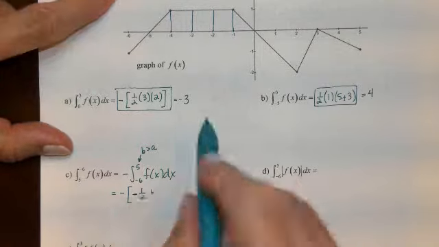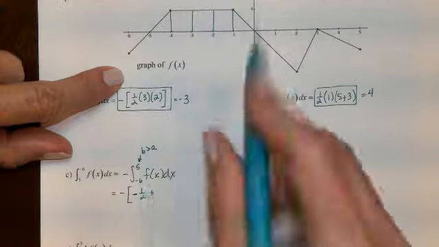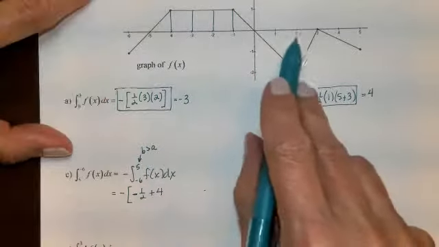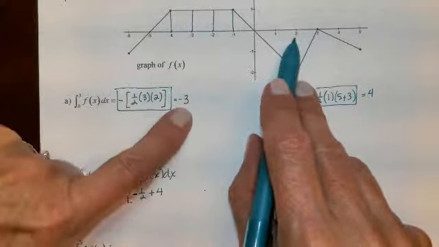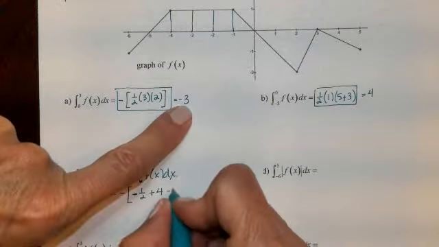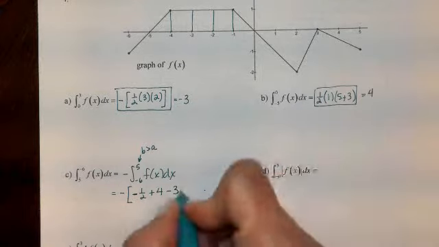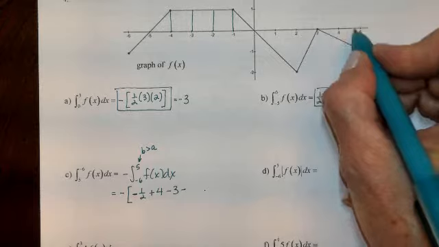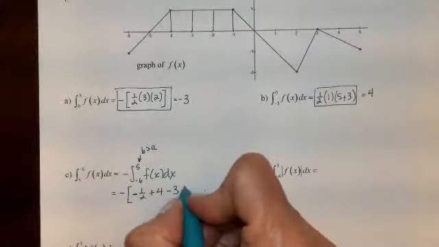Plus, my next piece is above the x-axis, and I just found it. It was 4. My next piece is below the x-axis, and I found that too. That was a negative 3. My last piece is also below the x-axis, so it's going to be negative as well. And that area is 1/2 the base times the height. So 1/2 times 2 times 1.